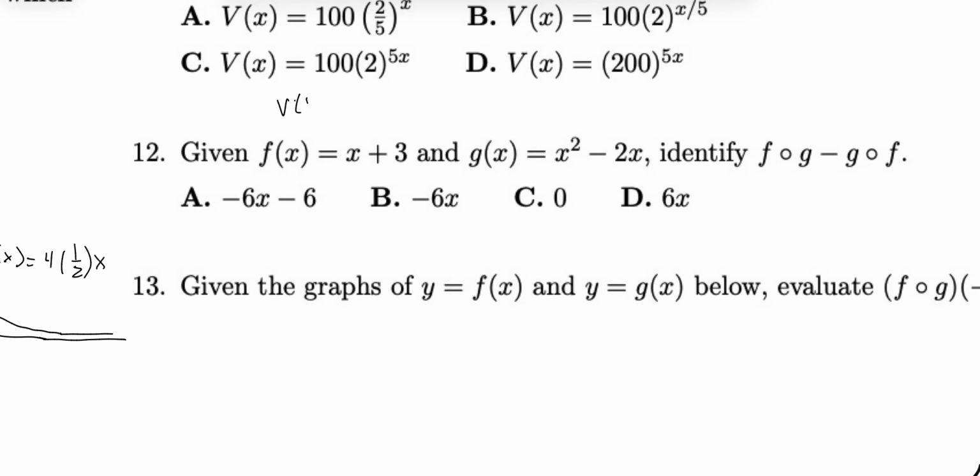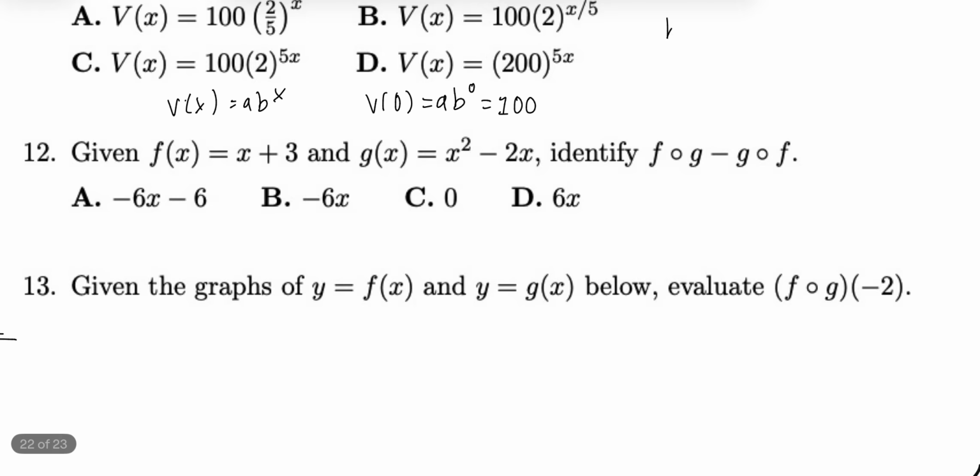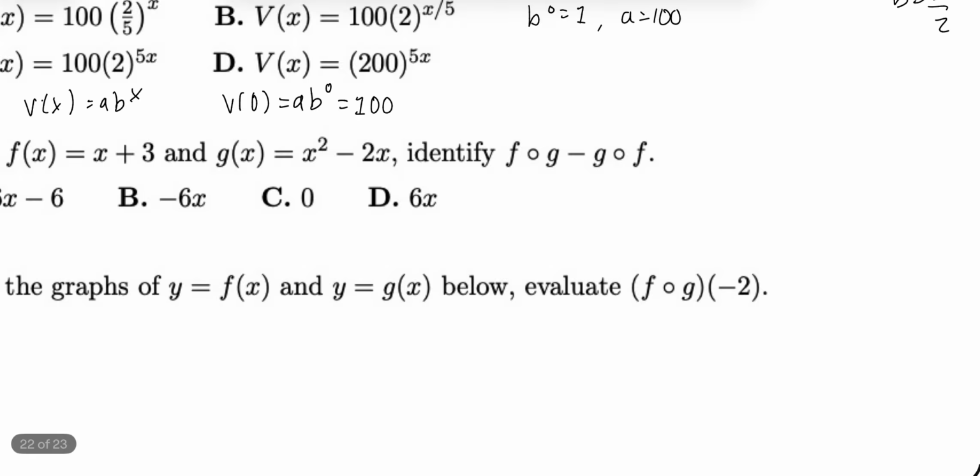We have V of x is equal to a times b to the power of x. So our initial value, V of 0, is equal to a times b to the power of 0, and it's equal to $100. Because we know that b to the power of 0 is equal to 1, a is equal to 100. So we know that the value is going to double every 5 years. So we have V of 5 is equal to 100 times b to the power of 5 is equal to 200. So b to the power of 5 is equal to 2.